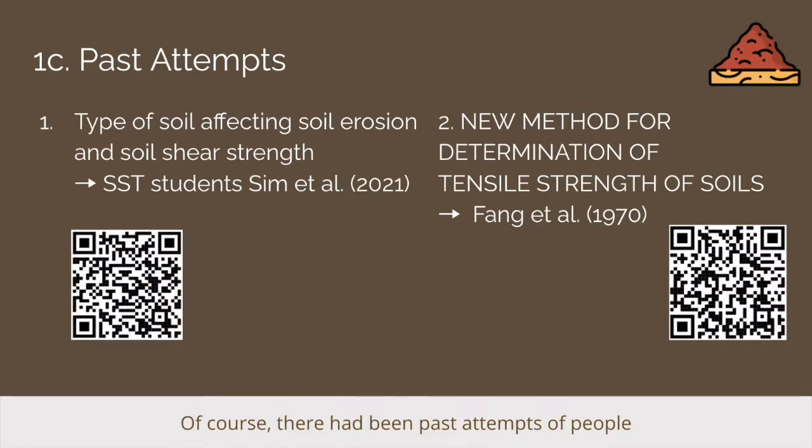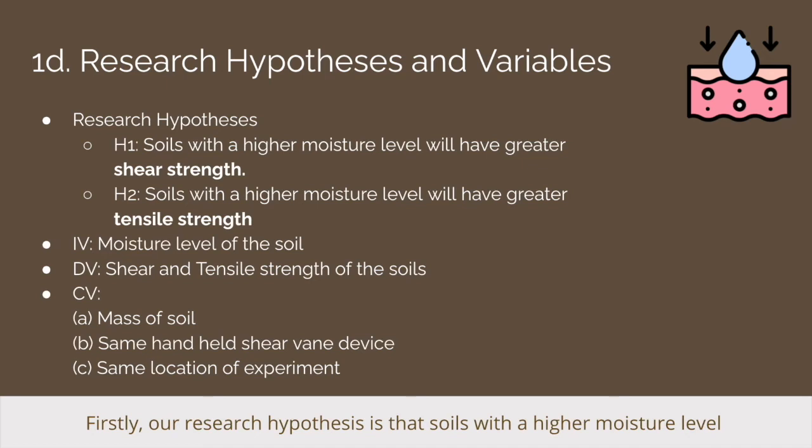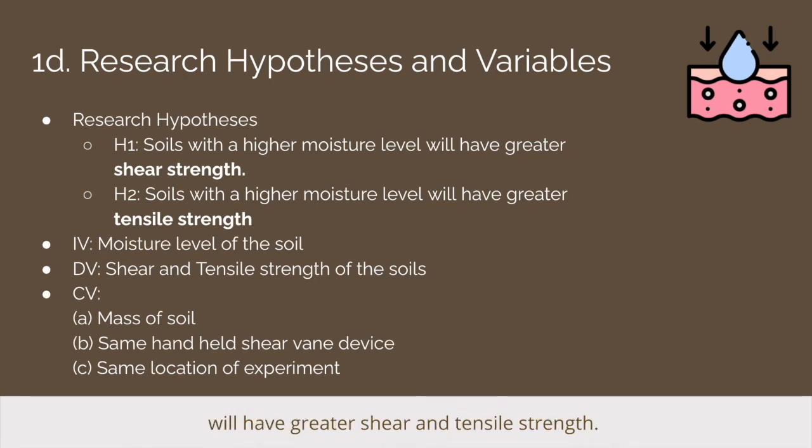Of course, there have been past attempts of people conducting similar experiments as stated above. Firstly, our research hypothesis is that soils with a higher moisture level will have greater shear and tensile strength. Our independent variable is the moisture level of soil, while our dependent variable is shear and tensile strength. We have three control variables, namely the mass of soil, the same equipment, and the same location of the experiment.